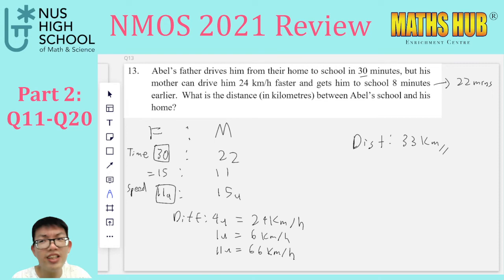Which is really a long way to be in Singapore. I'm not sure how many people in Singapore are 33 kilometers away from their school, right? That must mean that you stay somewhere in Loyang and you're going to Jurong to school, which is a little bit of an odd choice. But yeah, this is for the purpose of the question only.